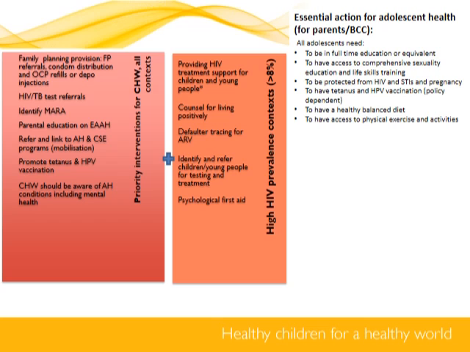So we've identified a number of essential actions for adolescent health for caregivers of children and young people. And these are all very evidence-based. So the first one is that the most important protective health intervention for children under the age of 19 is to be in full-time education or an equivalent program of study or a skills-based apprenticeship.